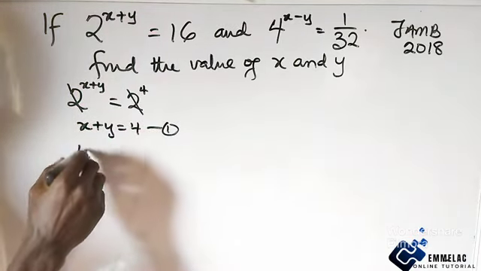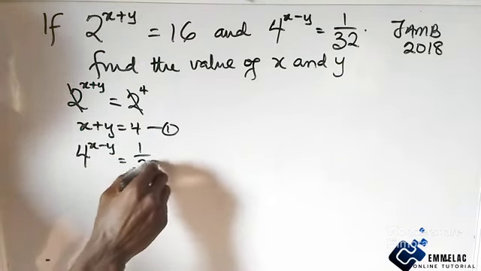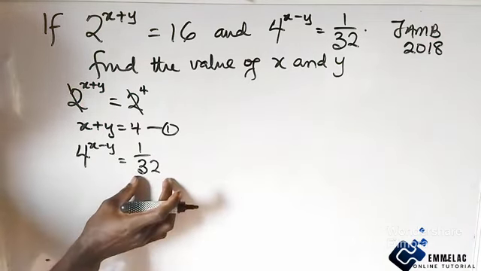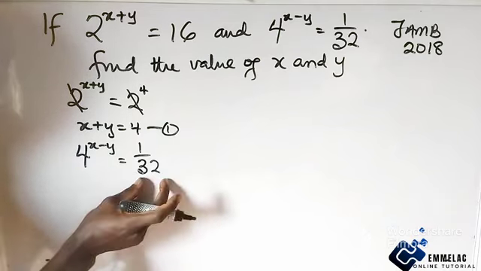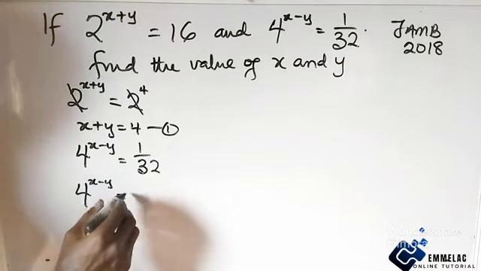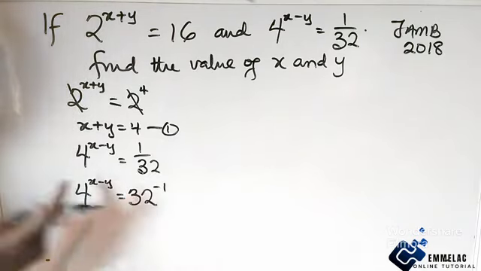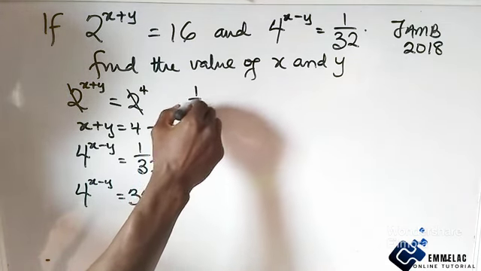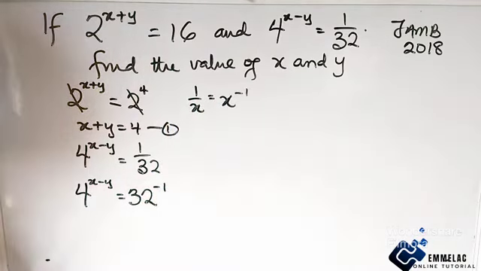Here we have 4 raised to the power of x minus y, then equals 1 over what? 32. Now you can see that this is in the form of indices and this is in the form of a fraction. Let us transform this in the form of indices. By so doing, we have 4 raised to the power of x minus y equals 32 all raised to the power of minus 1, because there's a law that tells you that 1 over x equals x raised to the power of minus 1.